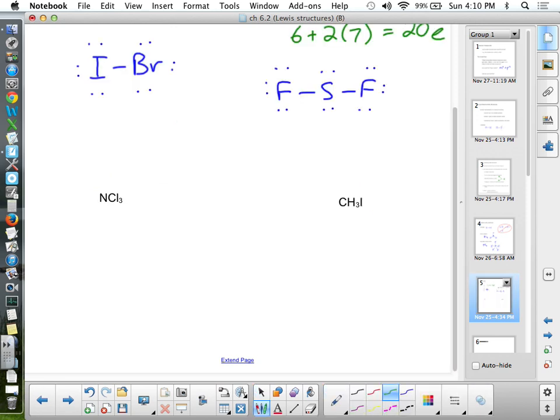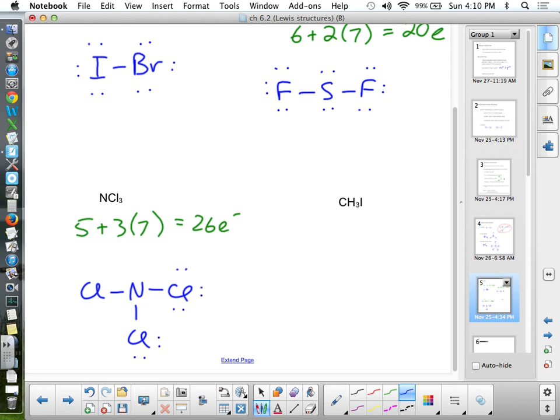Nitrogen trichloride, NCl3. The nitrogen has 5 valence electrons. Each of the 3 chlorines has 7 valence electrons for a total of 26 electrons. I'll place my nitrogen in the center and form 3 bonds to the chlorine atoms, using up 2, 4, 6 valence electrons. 8, 10, 12, 14, 16, 18, 20, 22, 24, 25, 26. And in that way, both the nitrogen and the chlorine atoms have their octet satisfied.